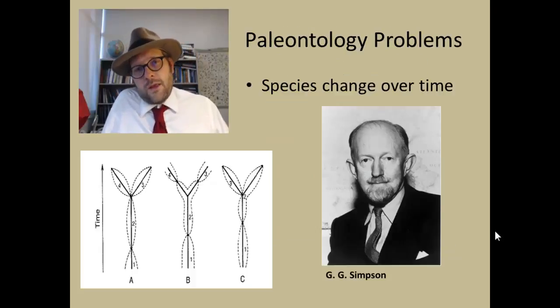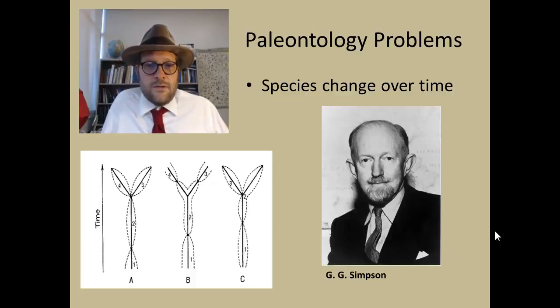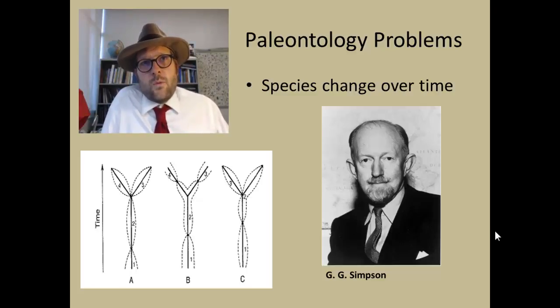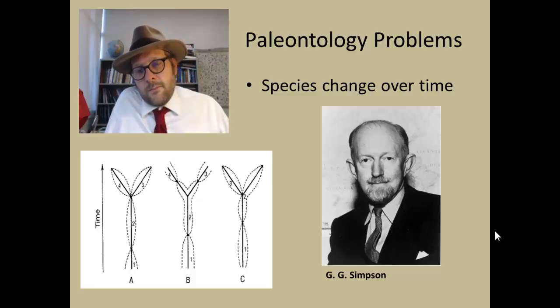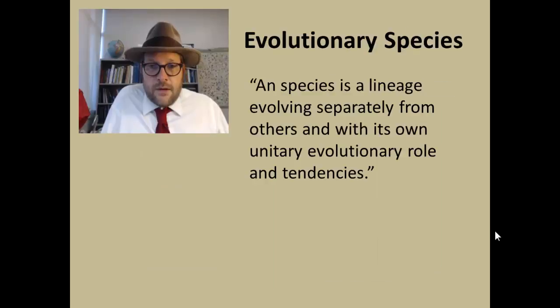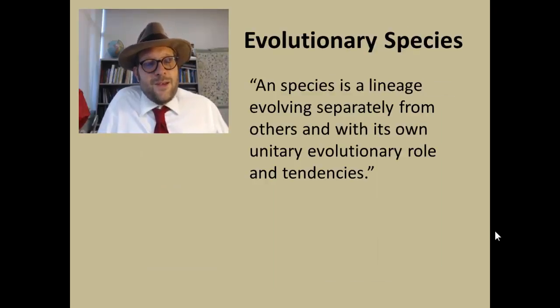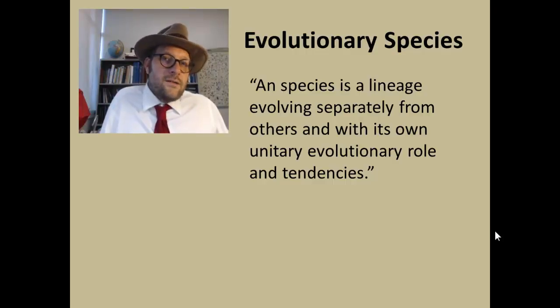Now there is a problem with this in paleontology, and one of those problems is that species change over time. And so in paleontology, we're dealing with huge amounts of geological time. And of course, species do change in the fossil record. So the real problem is then, where do you delimit the temporal boundaries of a species? G.G. Simpson was a famous paleontologist at the American Museum, and he introduced a new concept, and that is the evolutionary species concept. So the evolutionary species concept states that a species is a lineage evolving separately from others and with its own unitary evolutionary role and tendencies.